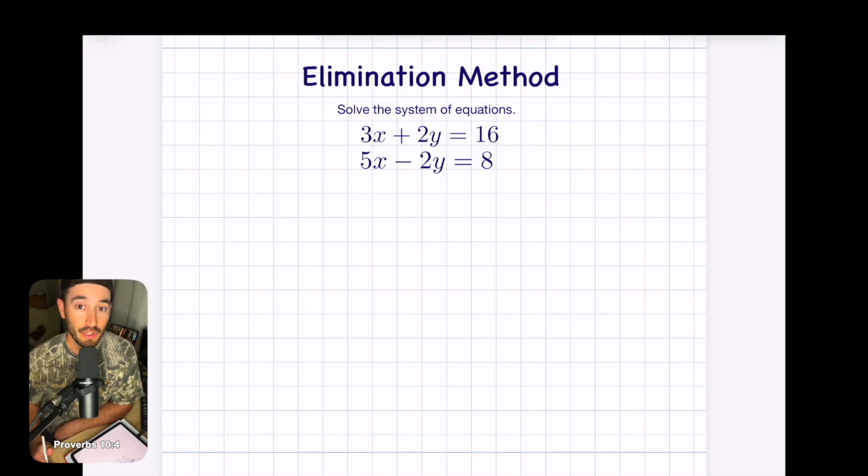If you're taking Algebra 1 this year and you need some extra help on the elimination method, I'm going to show you exactly how to work out some of those problems in this video. So in this example, we have two equations.